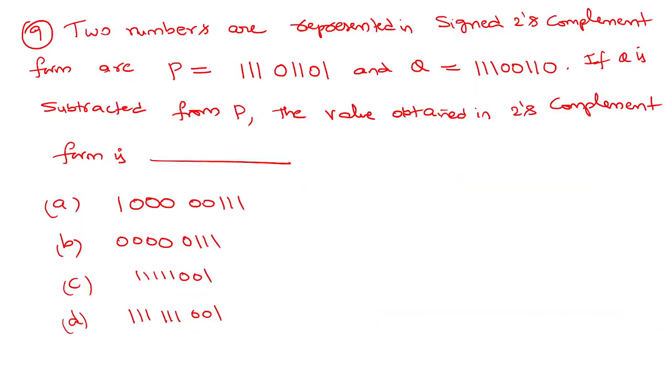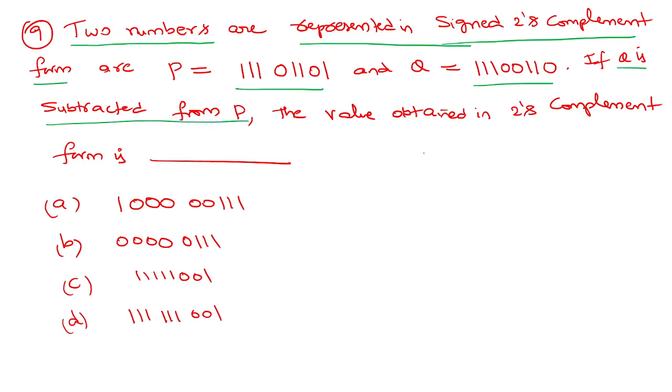Now that is the basic for this question. Two numbers are represented in signed two's complement form. One is this P, then this is Q. If Q is subtracted from P, then the value obtained in two's complement form is dash.